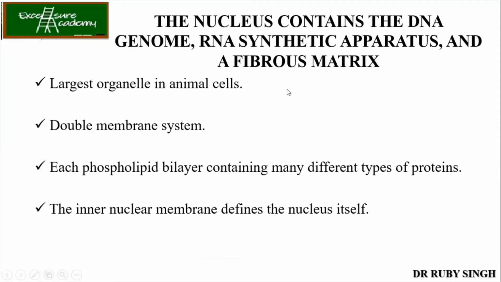Now coming to the nucleus. The nucleus is going to play an important role. Again, the nucleus has a double membrane system. It is the largest organelle present in animal cells. Each phospholipid bilayer contains different types of proteins. What you have to remember in this case is something called NPC, which we will discuss in detail in the coming sessions. So what is NPC? NPC stands for nuclear pore complex.